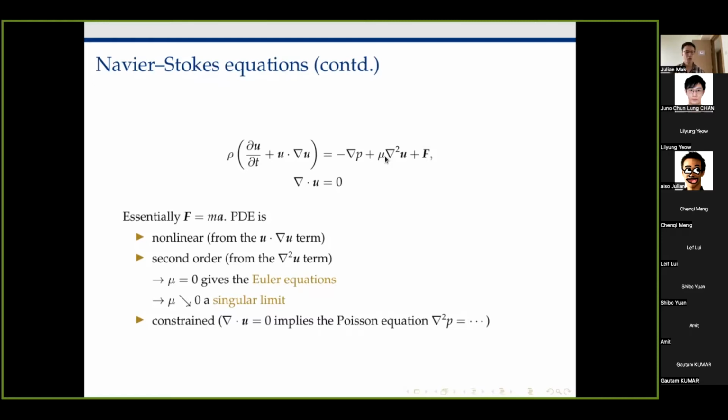This is subject to a constraint, this guy, div u equals 0. This is like mass conservation. What you really should think of is that this isn't really a pressure.